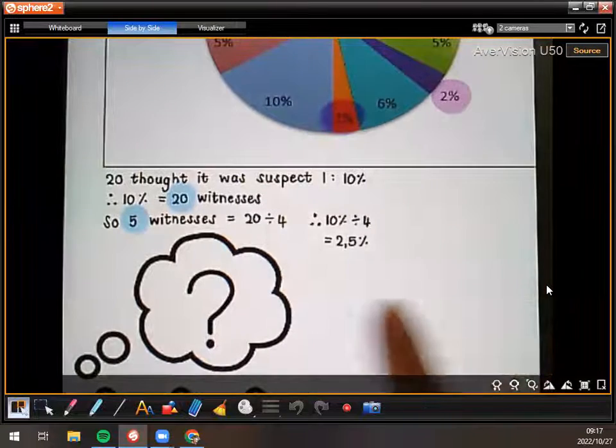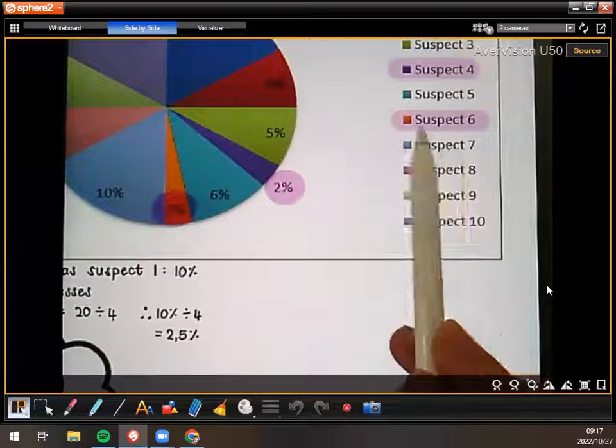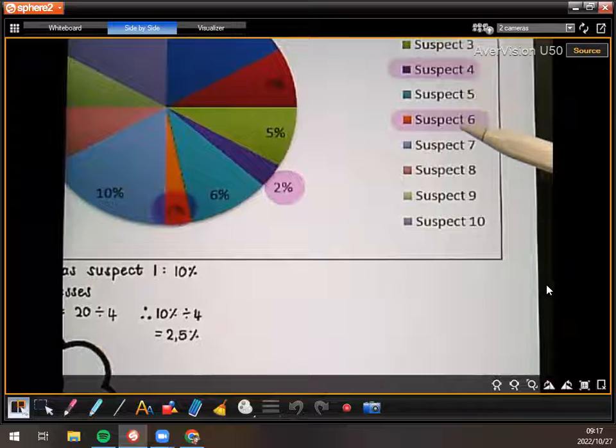Are we fine with this? Copy it down. All right, guys. So the orange was suspect 6 and the purple was suspect 4. So from evidence 5, you could eliminate suspects 4 and 6. Sorry? 4 is already eliminated. We can just do another cross.